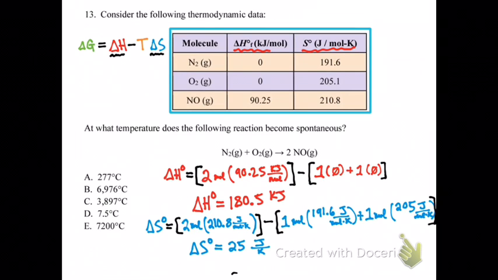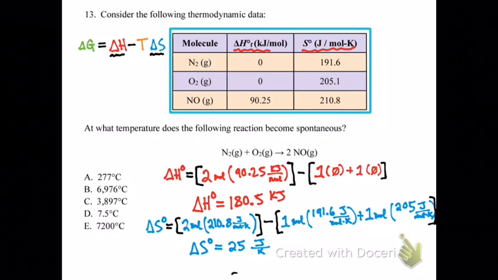Whenever you want to find out at what temperature a reaction goes from spontaneous to non-spontaneous or vice versa, the key is, well, think about this. If a reaction is spontaneous, what do we know about delta G? It must be negative, right? If a reaction is non-spontaneous, that means that delta G must be positive.